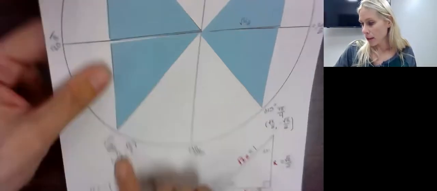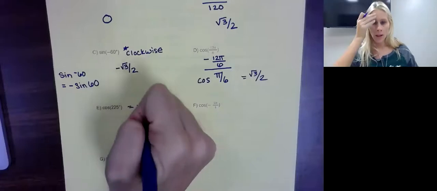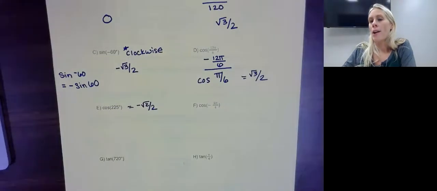That was very basic, right? Just find it on your unit circle. No manipulation needed.